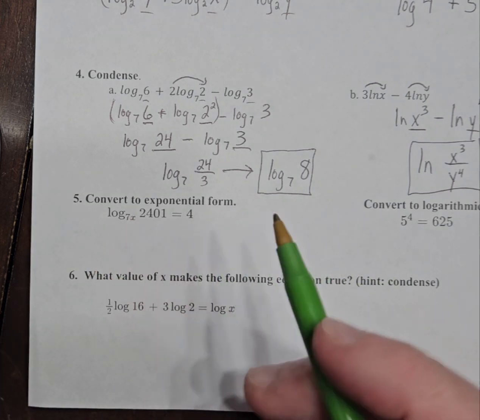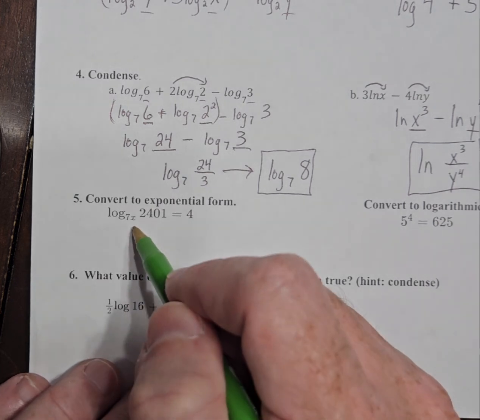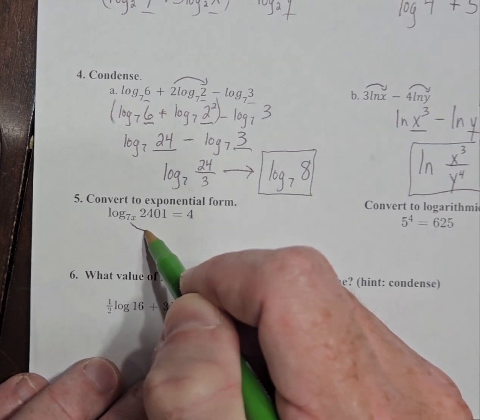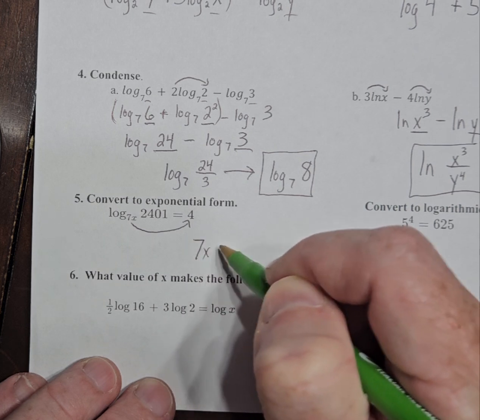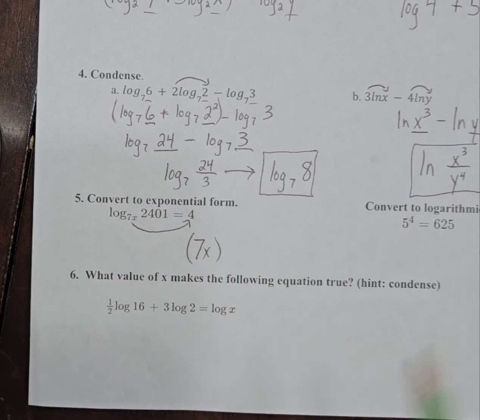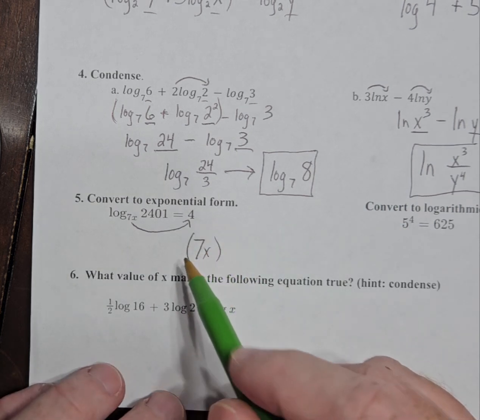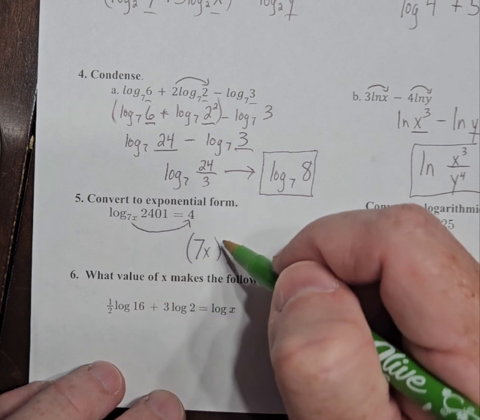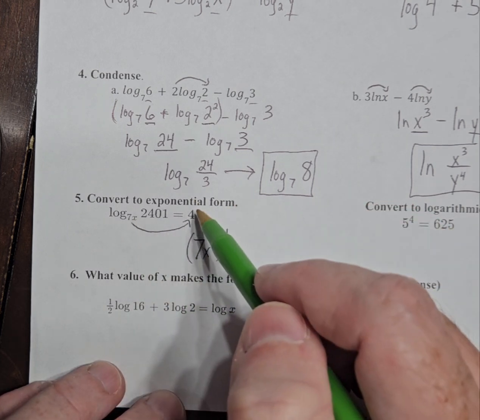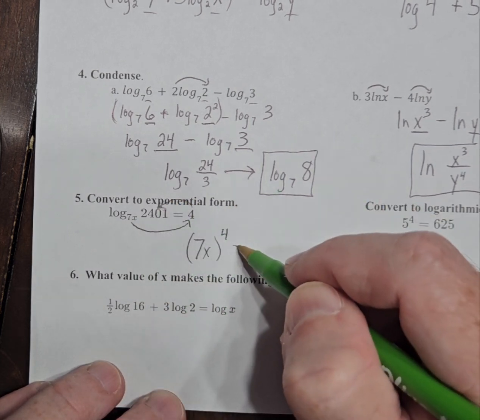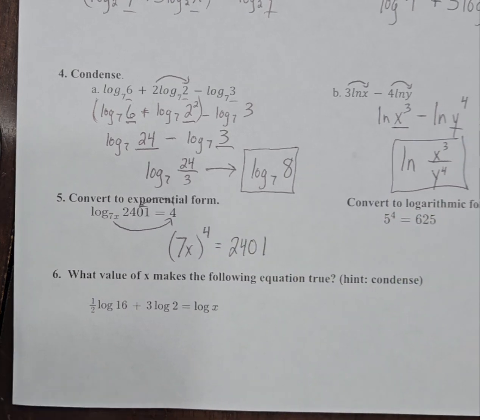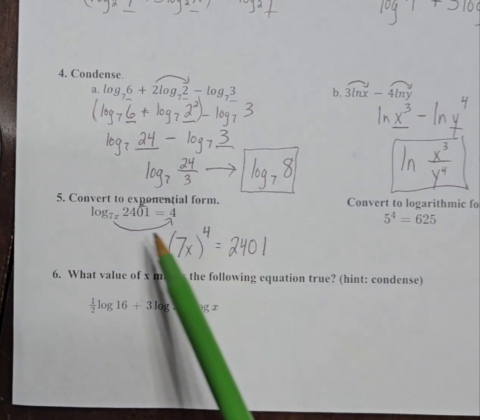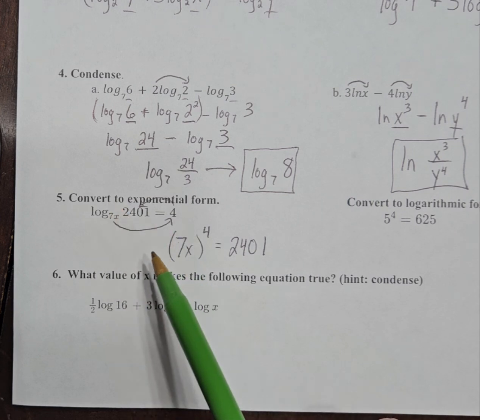We always do that circle trick, as we call it. So I'm going to take the little base and raise it to that exponent. So we have 7x, and I'll just put it in parentheses since it's a product. Raise it to the 4th power, and then it is equal to the other leftover number there, in this case 2,401, and that's it. We're not solving it, it just said convert, so we are done there.